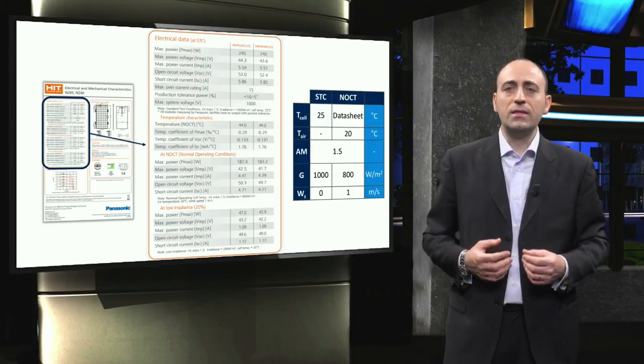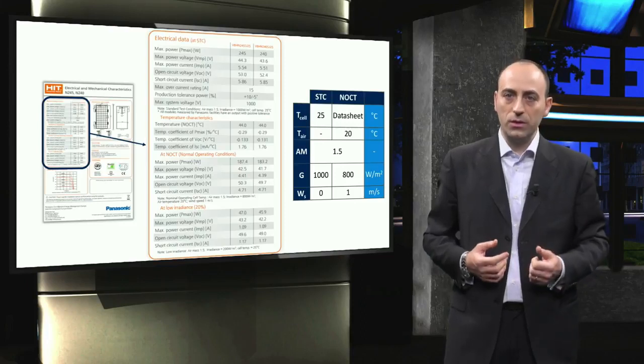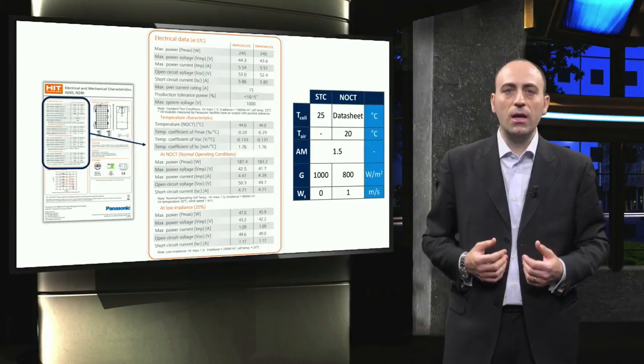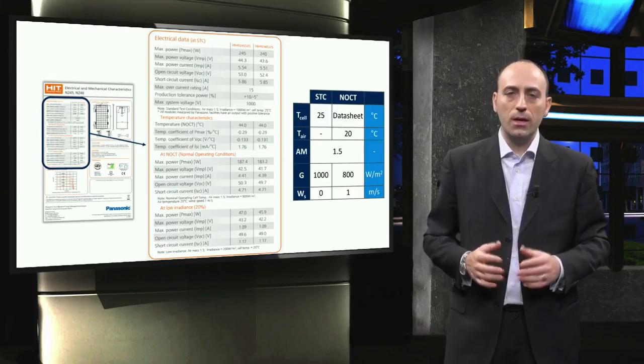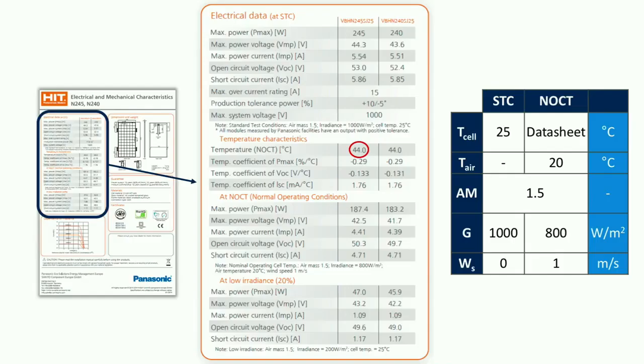This NOCT is the temperature at which the module will operate when it is under open-circuited conditions, when the air temperature is 20 degrees Celsius, the AM 1.5 solar irradiance is equal to 800 watt per square meter, and the wind velocity is 1 meter per second. In this example, the NOCT is 44 degrees Celsius.